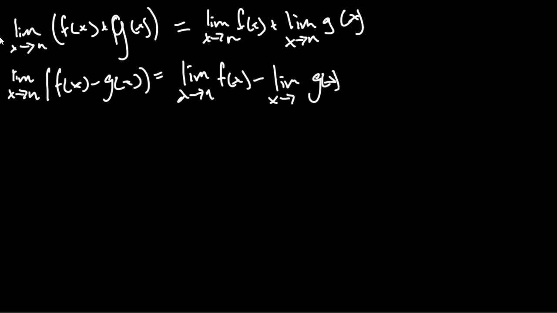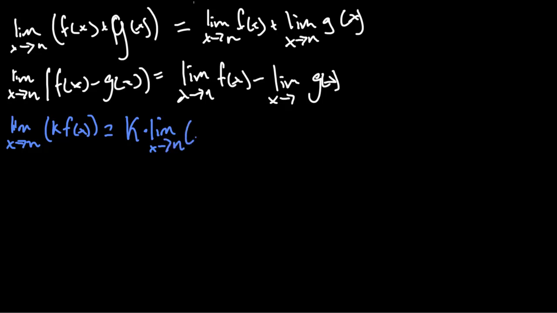Now here's another one. Let's choose a different color for this so we're not all monochromatic with our white. So what if we have the limit as x approaches n of some constant k, so like, let's say the constant is 3 or 1/3, anything, times f of x. Well, what we can actually do is pull the constant out in front of our limit and then take the limit of our function. So we can write this as k times the limit as x approaches n of f of x. Only a couple more we're going to look at now.